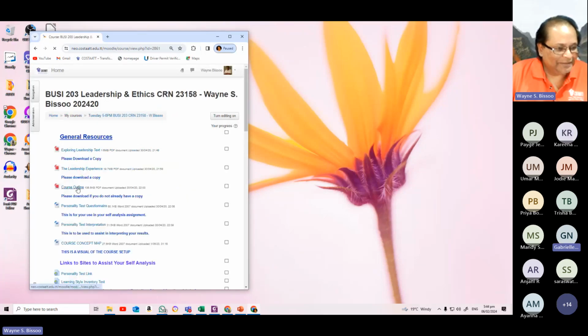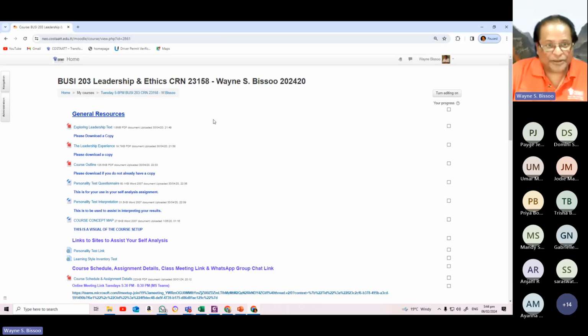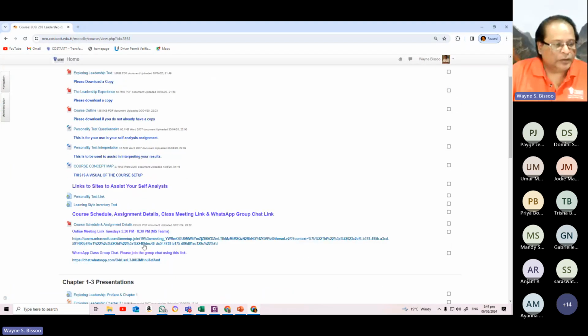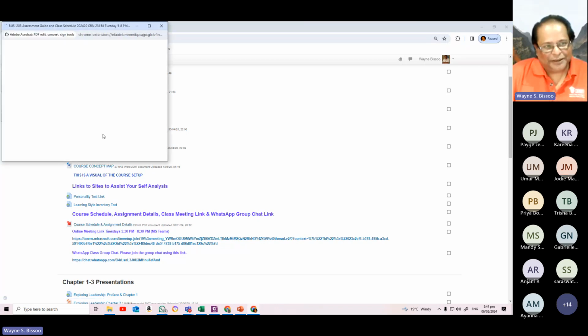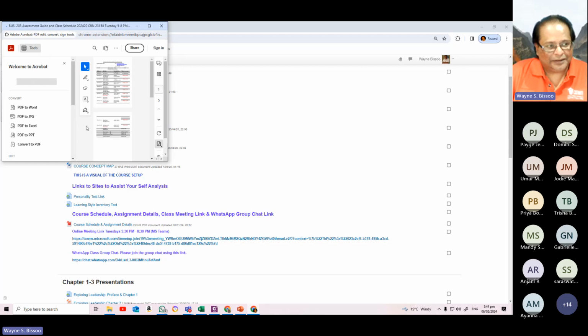All right, so this is what the page looks like. These are the textbooks here. You all know that. Are you talking about this item, or this item here? Yes, course schedule. No, not that. To me, it was the presentation schedule that I was referring to. It should look like this. This is the document here.